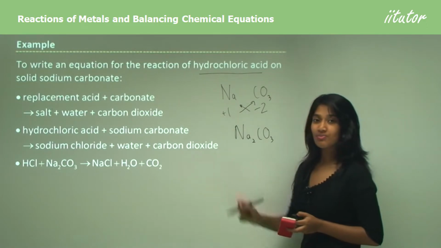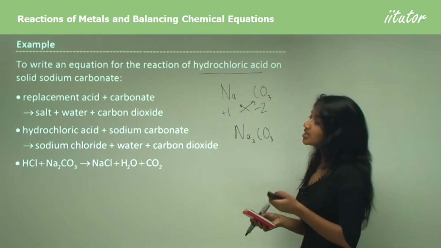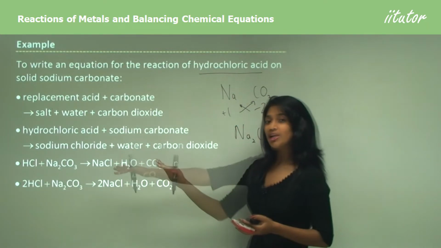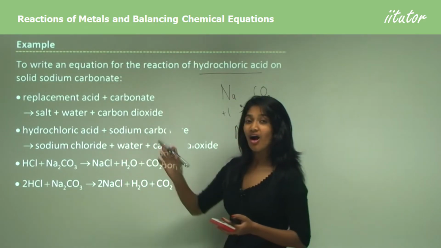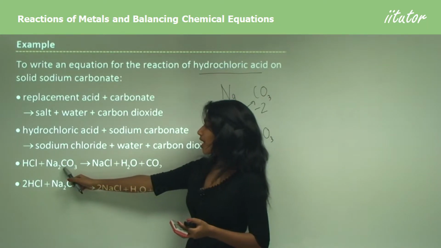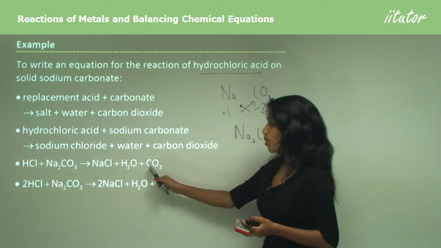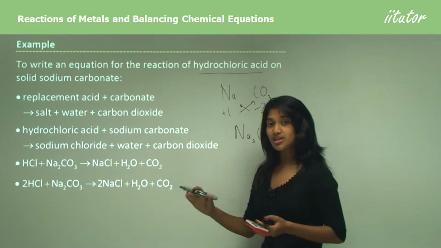Now that doesn't stop there. What do we have to do next? Is to balance our equation. So to balance our equation, we have to see how many of each of the atoms there are, and whether it's balanced. So we'll start off with our carbons first. How many carbons do we have on this side? We have 1 carbon from our sodium carbonate. And here we have 1 carbon from our carbon dioxide. So the carbons are balanced.